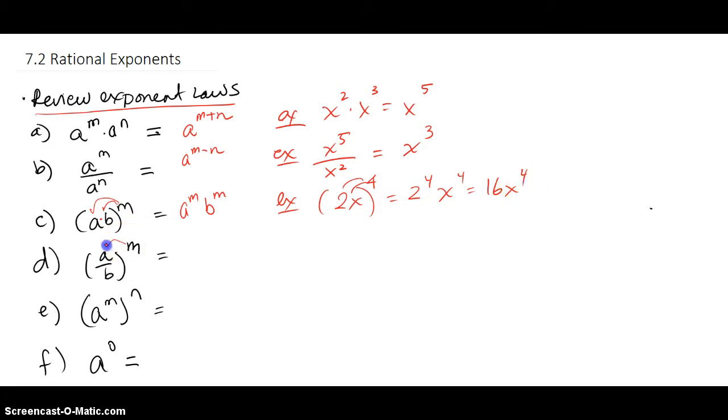Same thing for a quotient, they both share the exponent, so I have a to the m over b to the m. For example, if I have 2 over x raised to the third power, they both share that exponent, and I get 2 cubed over x cubed, which is actually 8 over x cubed.